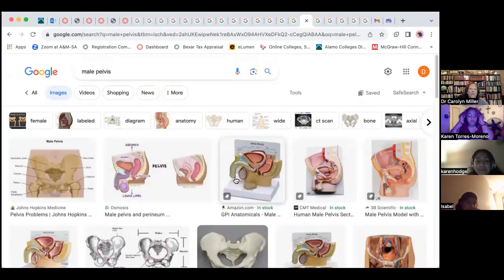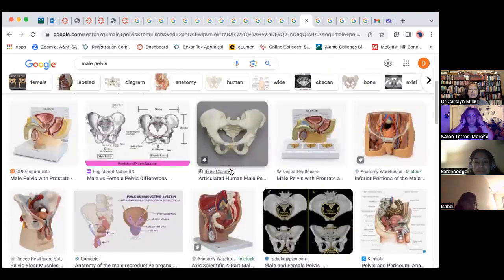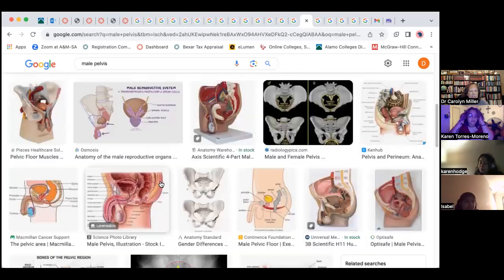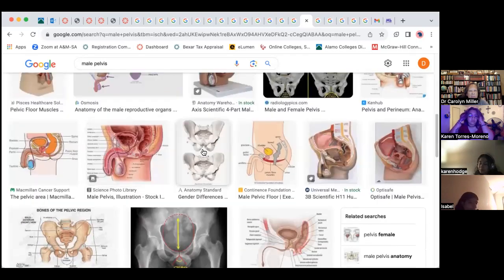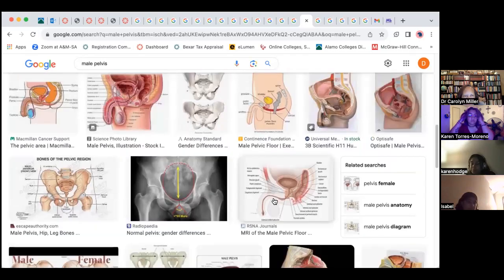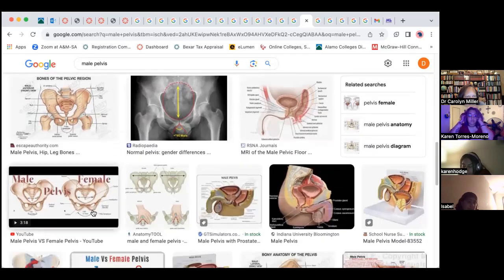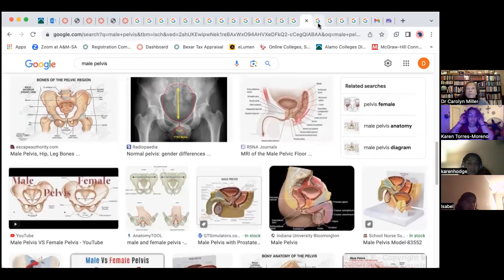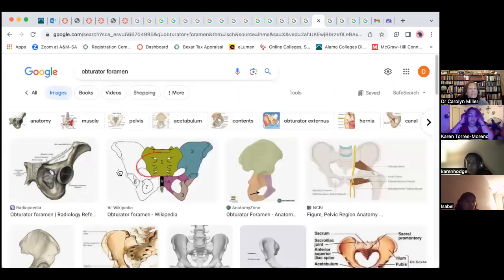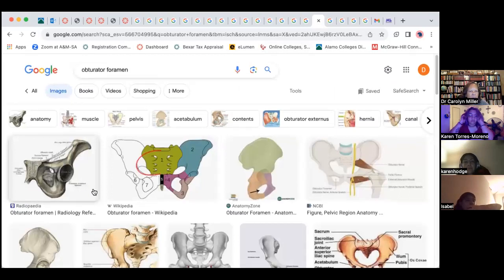Male and female. So remember the female greater than 90 degrees, and the male is less than 90 degrees. So here is a male. Anatomical differences. And here they are together, male and female, but they will be separate. And this is what one of my students told me earlier.